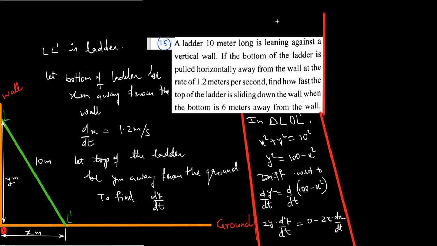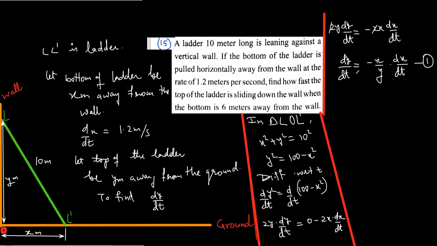So now here we will have, therefore, 2y dy by dt equals to minus 2x dx by dt. The 2 and 2 cancel. I got dy by dt equals to minus x upon y into dx by dt. This is equation number 1. So I want dy by dt and I got that dy by dt would be this.